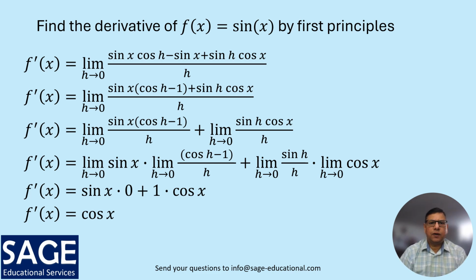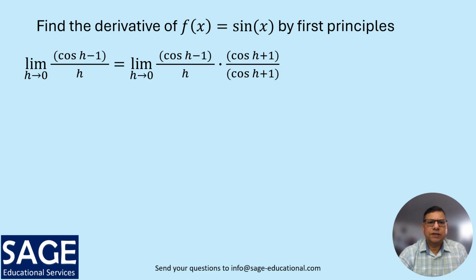We know that if f of x is equal to sine x, then f prime of x is equal to cosine of x. But before I move on, I just need to make sure that you understand why the limit as h tends to 0 of cosine h minus 1 over h is equal to 0.